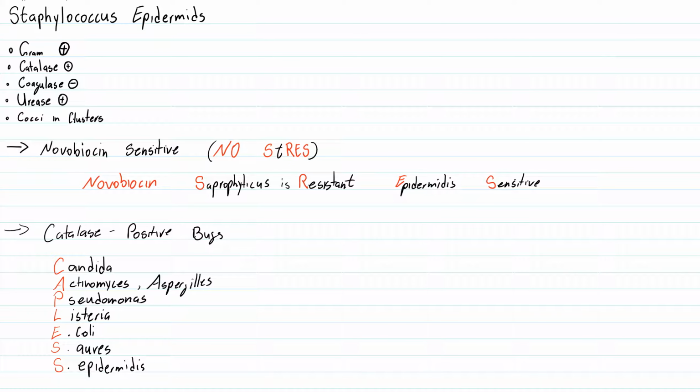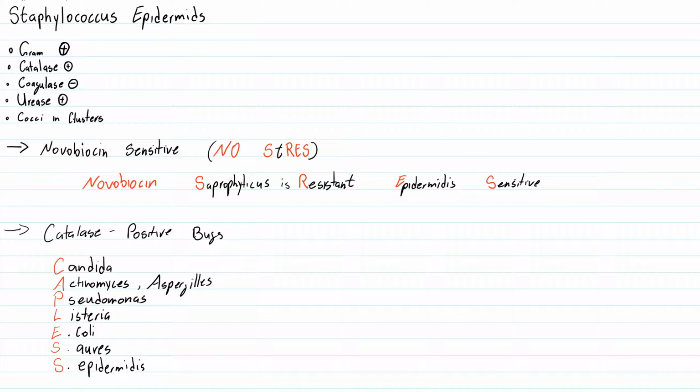My favorite one is NO STRESS, which stands for novobiocin sensitive, which is Staph epidermidis is novobiocin sensitive. So NO STRESS stands for novobiocin. Staph saprophyticus is resistant. Epidermidis is sensitive. The easier way I like to remember is the bugs that cause the severe diseases are sensitive, and the ones that don't cause a severe disease are resistant. So NO STRESS, novobiocin, saprophyticus is resistant.